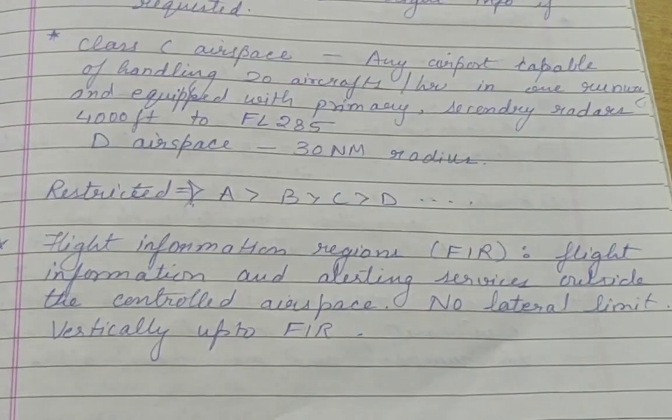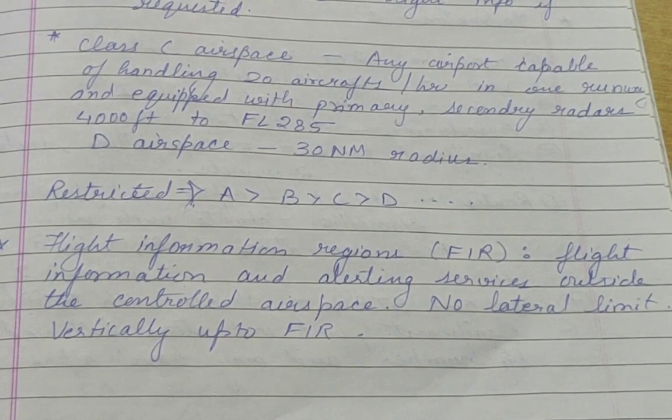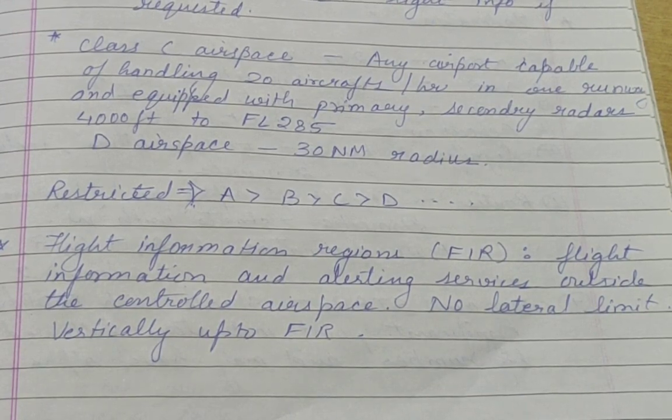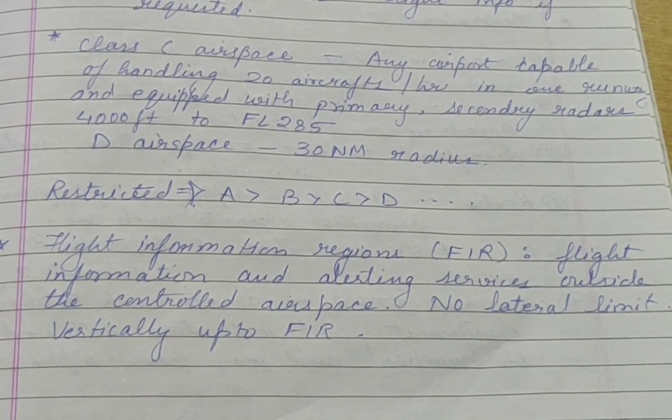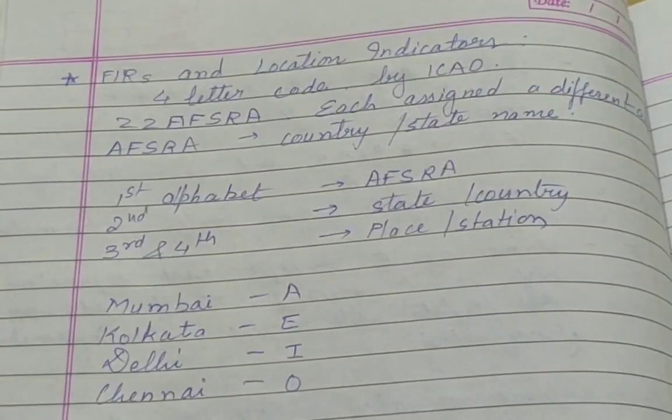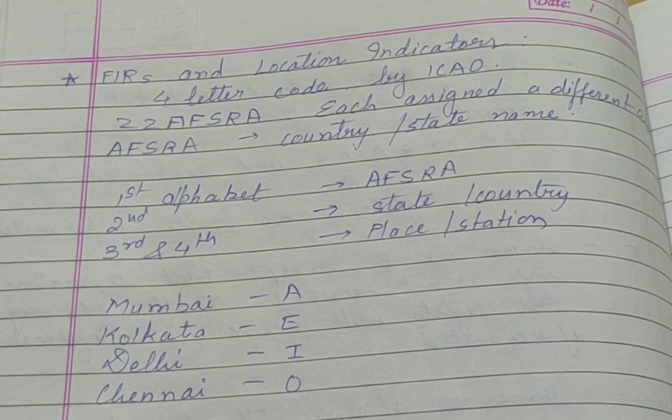Flight information region has no lateral limit. It extends vertically up to the limit which is specified for the FIR. So that is about FIR, and it is providing the flight information service and the alerting service. We already talked about it. So, FIRs and location indicators.